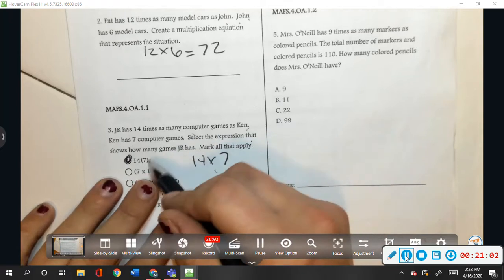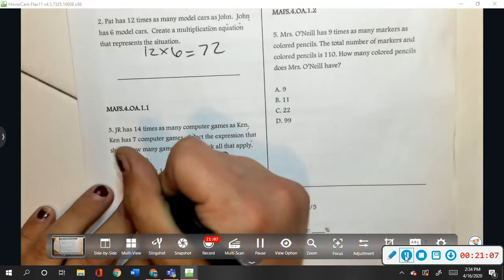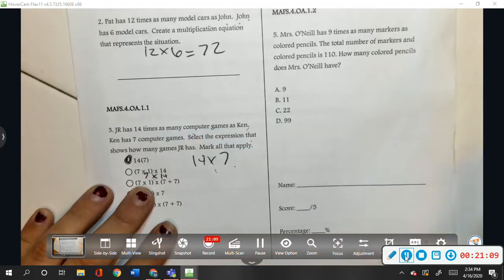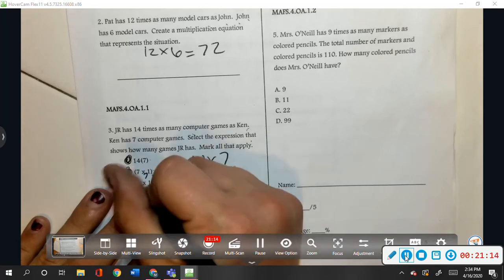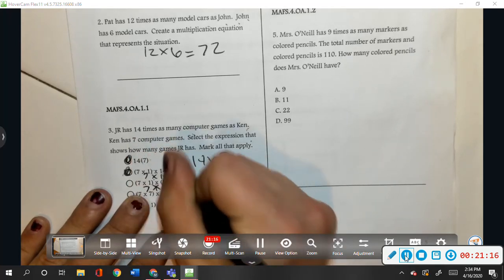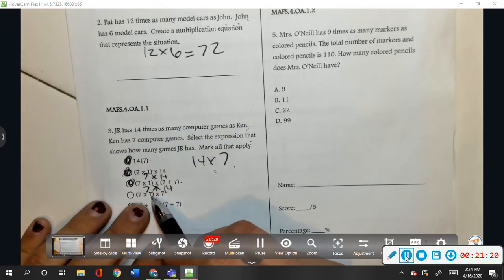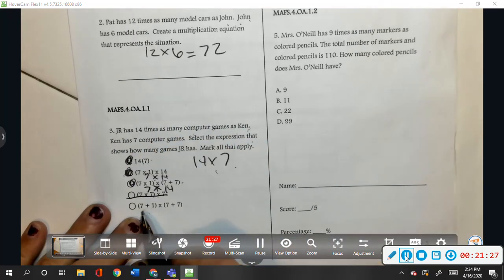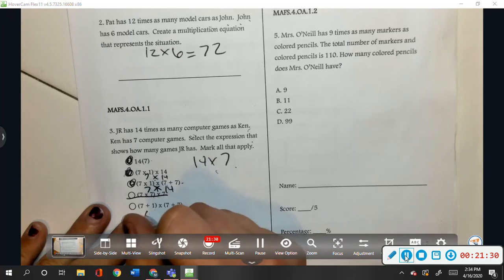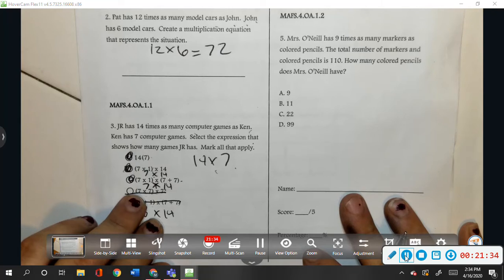Then we have 7 times 1 in parentheses times 14. Well, 7 times 1 is 7. And then that becomes that. So that's right. 7 times 1 is 7. Times 7 plus 7 is 14. That one's right. 7 times 7. Ooh, that's not going to work because 7 times 7 is 49. Times 7 again. That's going to be way too big. Then we have 7 plus 1, which would be 8, times 14, which is not right either. So it's just the first 3 that are right.